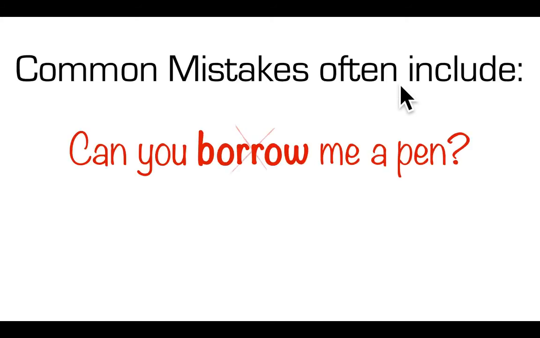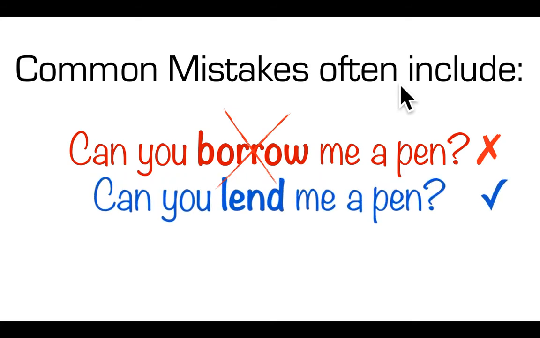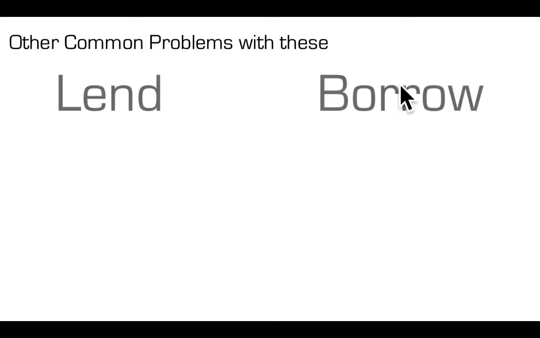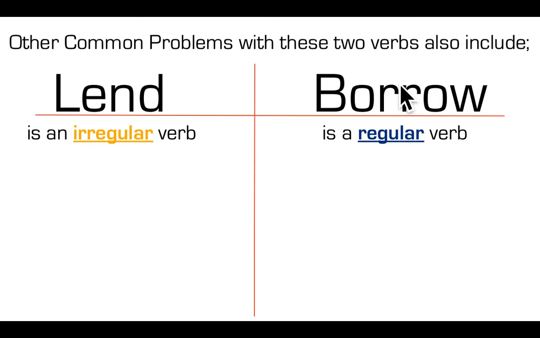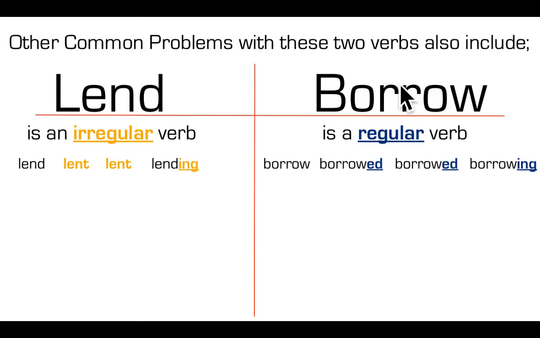Common mistakes often include, can you borrow me a pen? This is wrong. Of course it should be, can you lend me a pen? Other common problems with these two verbs also include the fact that lend is an irregular verb and borrow is a regular verb. So it's lend, lent, lent, lending, and borrow, borrowed, borrowed, borrowing. When students are using lend in the past, they often use a regular form. And they say he lended me his car, which is a mistake. It should be he lent me his car.